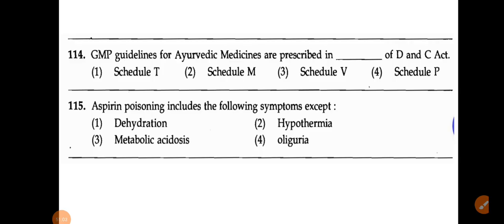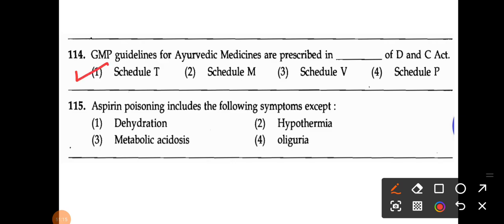Okay. The next one, the GMP guidelines for Ayurvedic medicines are prescribed in which schedule, right? Schedule T, Schedule M, Schedule V and Schedule P. So what is the correct answer here? That is your Schedule T, because Schedule T is given as GMP guidelines for Ayurvedic, Siddha and Unani system of medicine. What is Schedule M? That is about GMP, good manufacturing practices. Schedule V is for patent and proprietary medicines, and Schedule P is regarding the shelf life of drugs.